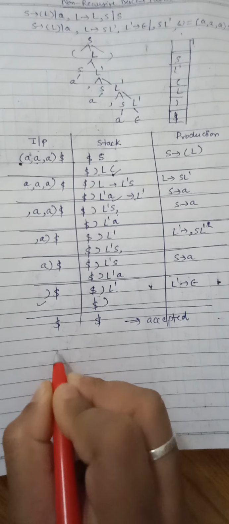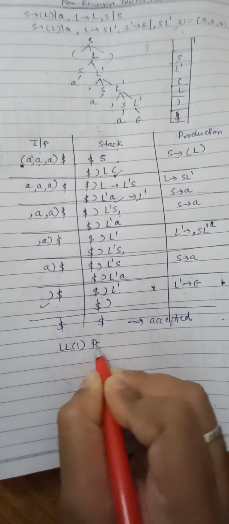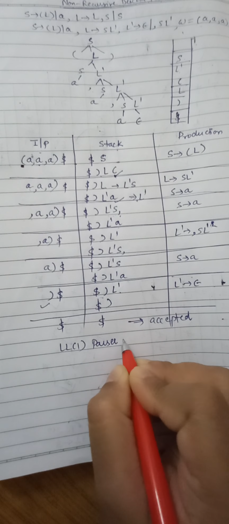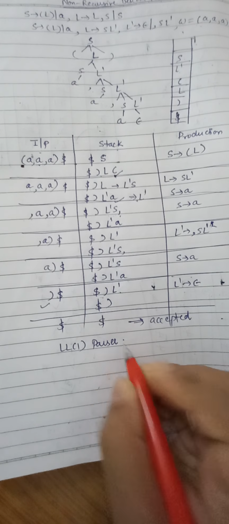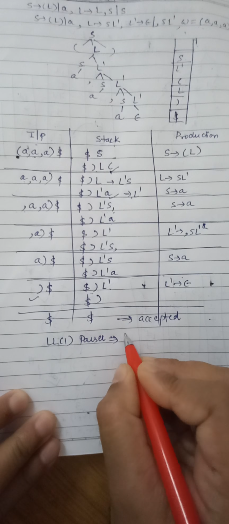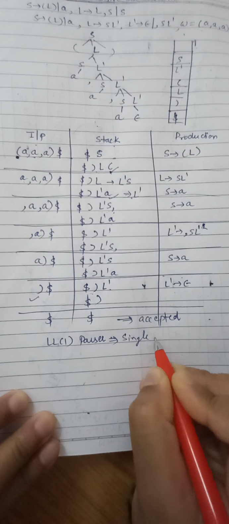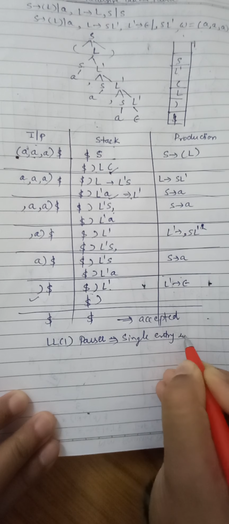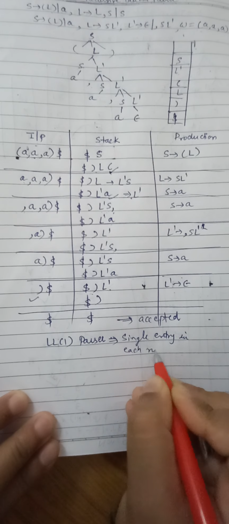So this is simply an LL1 parser, because it has a single entry in each row.